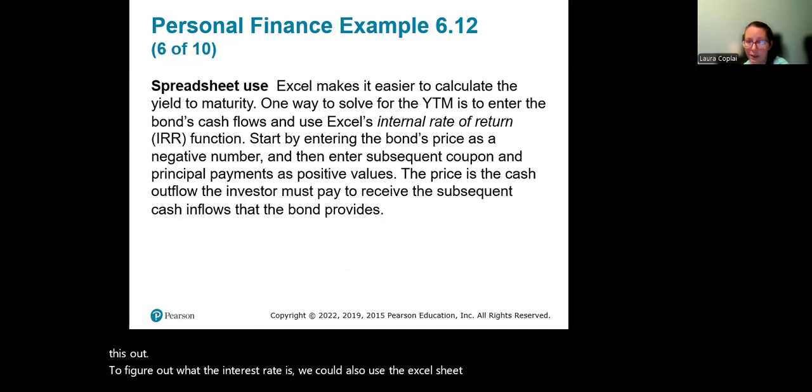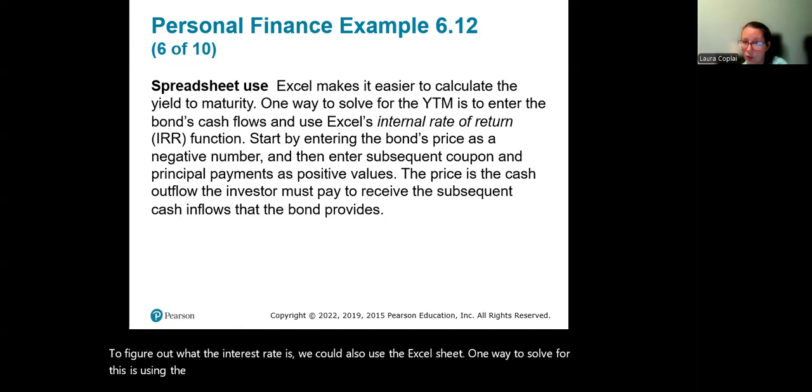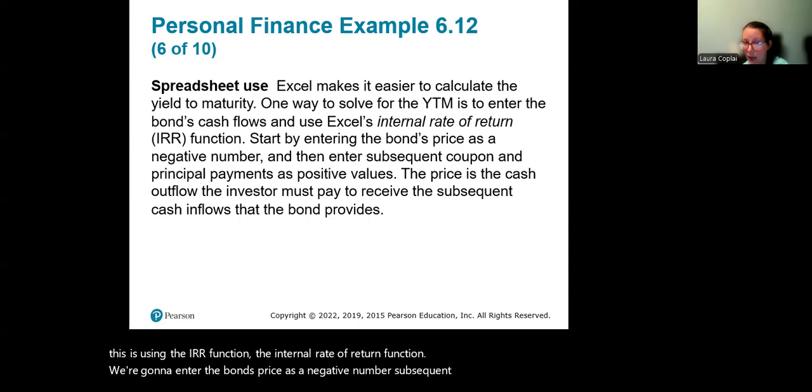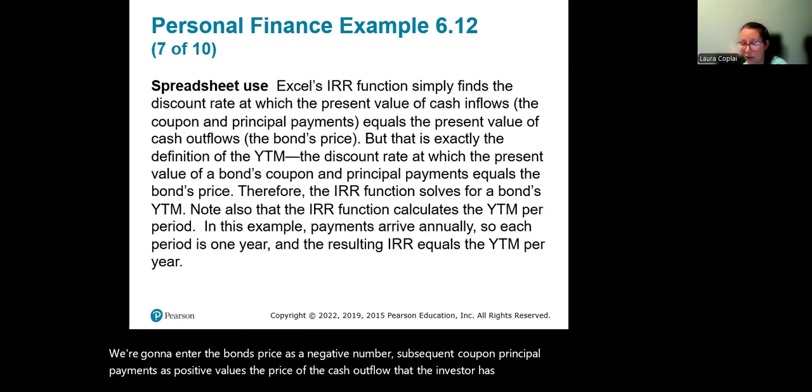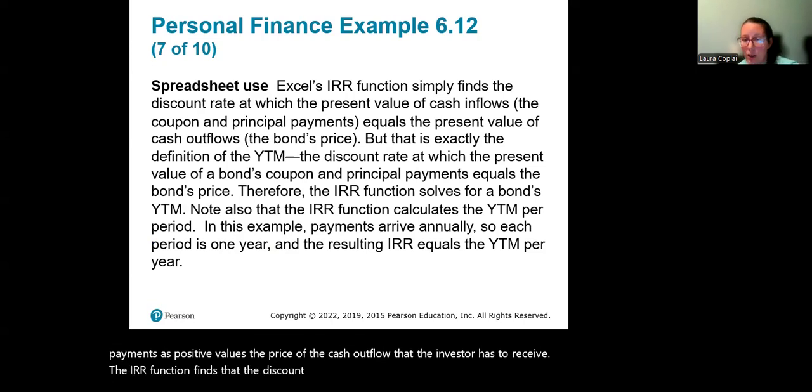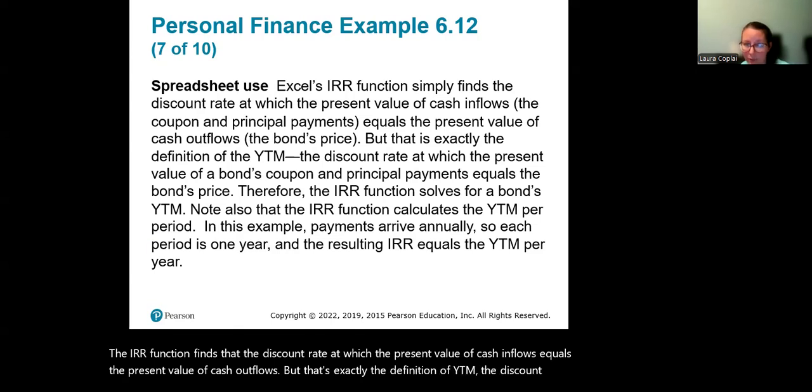One way to solve for this is using the IRR function, the internal rate of return function. We're going to enter the bond's price as a negative number, and the subsequent coupon and principal payments as positive values. The price is the cash outflow that the investor has to pay. The IRR function finds the discount rate at which the present value of cash inflows equals the present value of cash outflows. But that's exactly the definition of YTM.